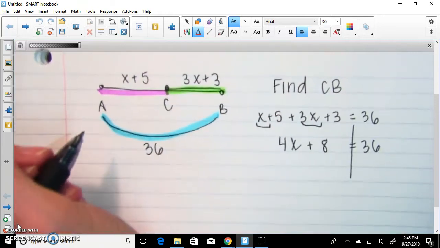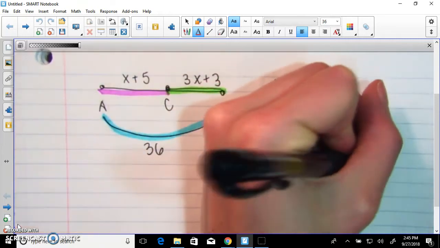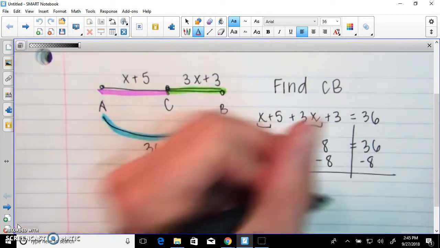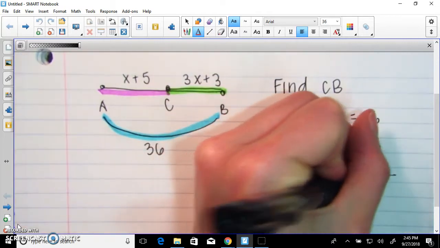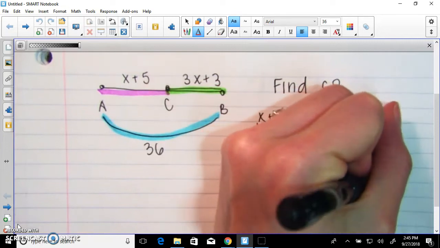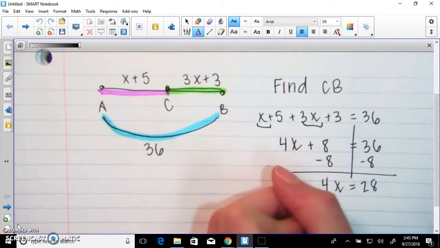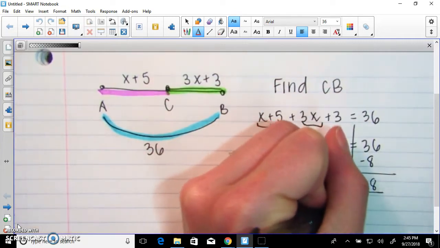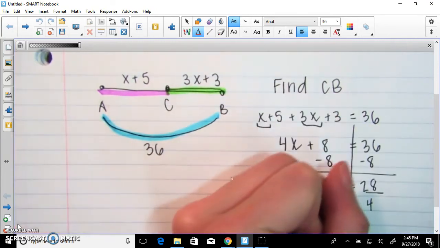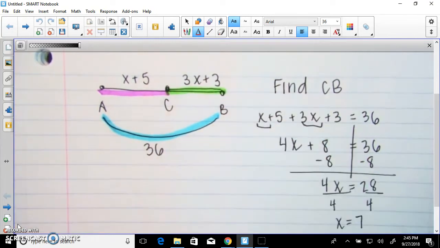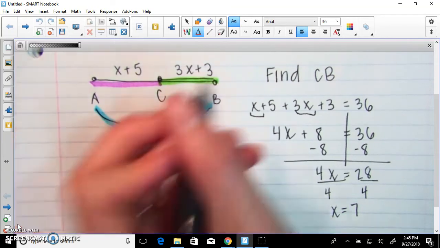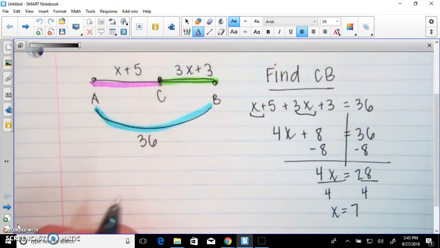And then a little flashback to algebra here: subtract 8. Divide both sides by 4. Our x is equal to 7. Now, x is not the answer. Remember, you always need to look at what it's actually asking you to find.